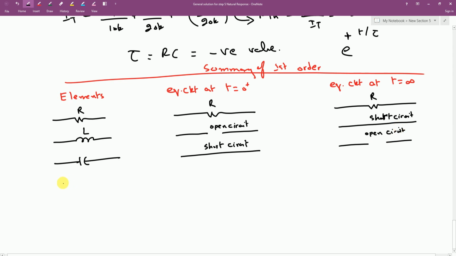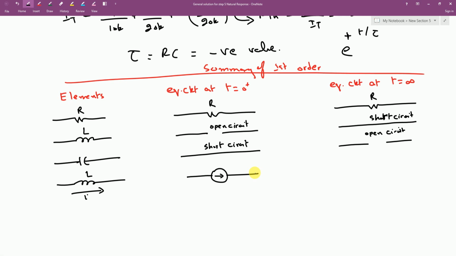Now if we have some inductance with initial current I flowing through that given circuit, the inductor will try to retain the value of the current flowing right after the switching happens. So the inductor will actually act as a current source at time t equal to 0 positive, because a current source has a tendency to supply a constant amount of current irrespective of the terminal voltage itself. The inductor is behaving in the same way.